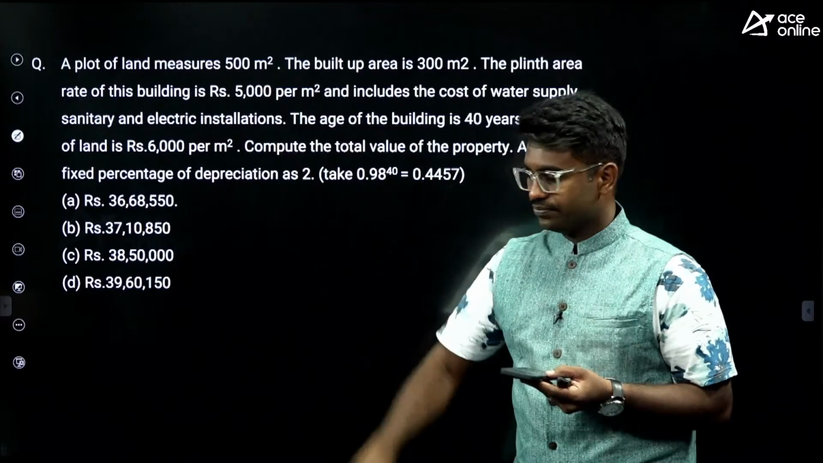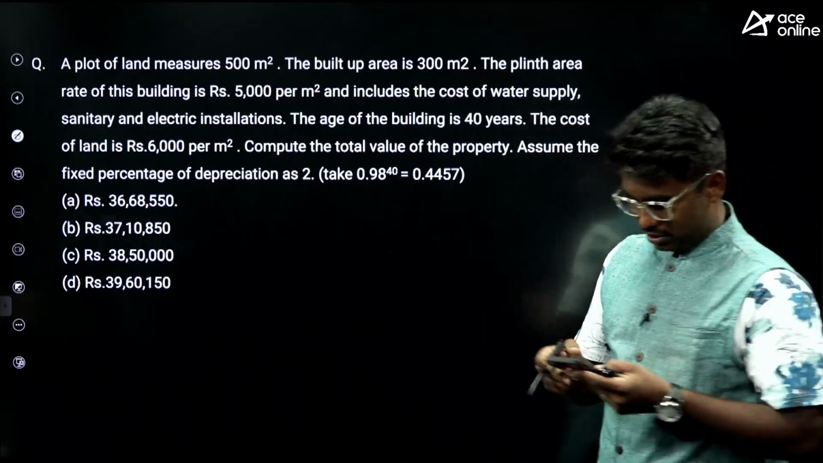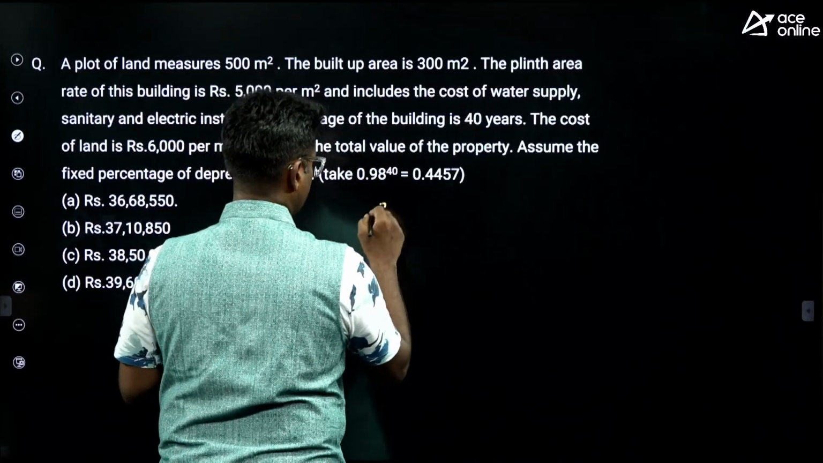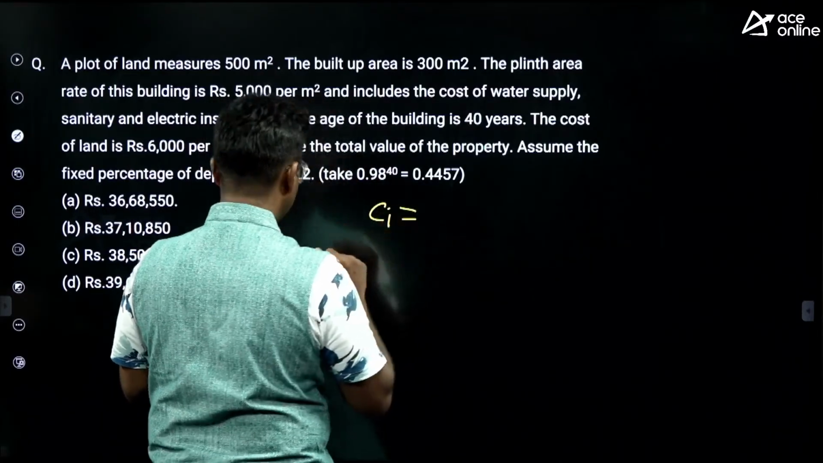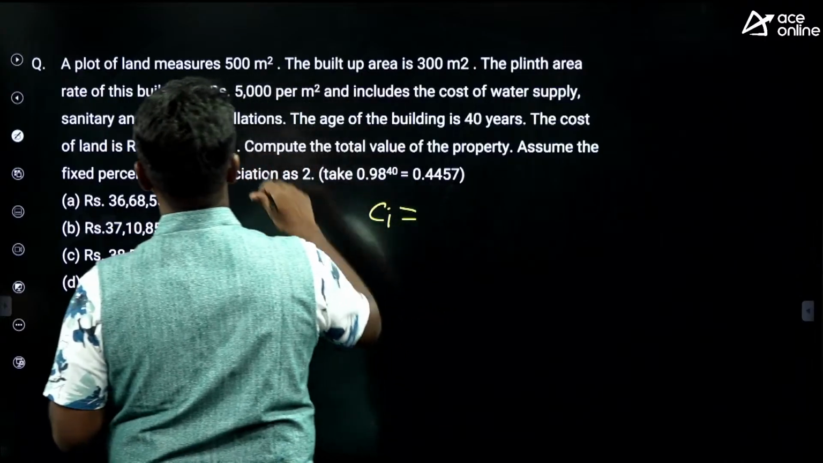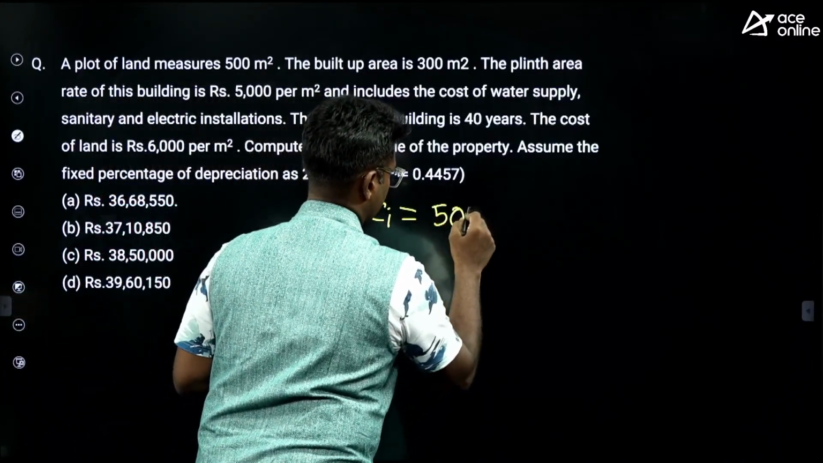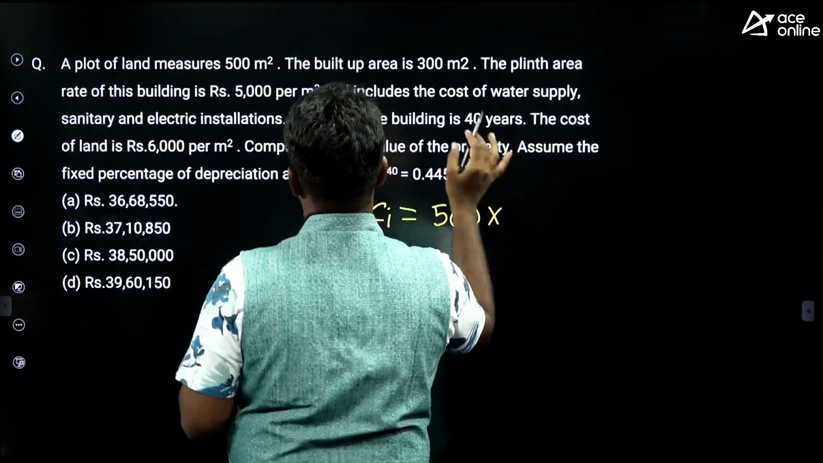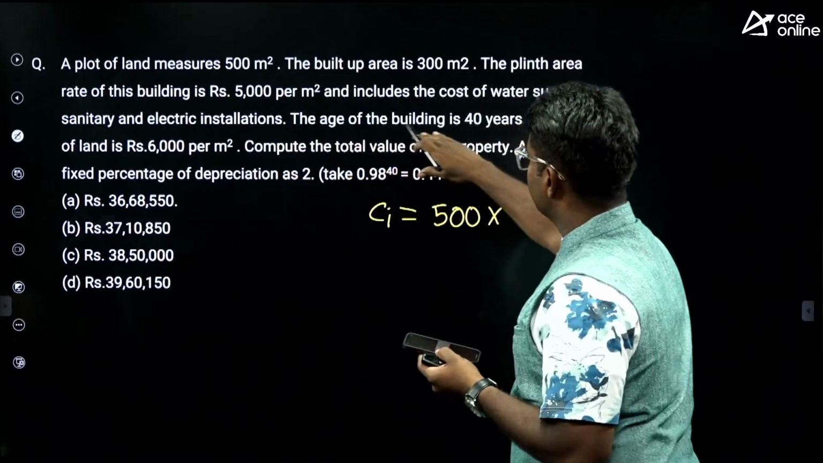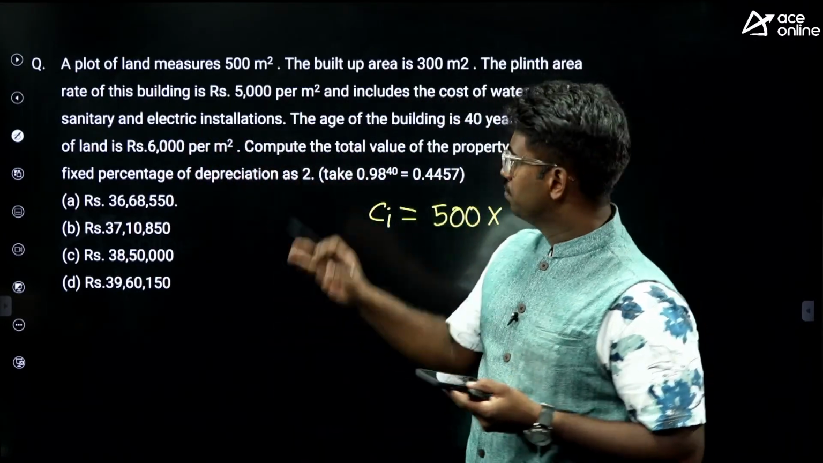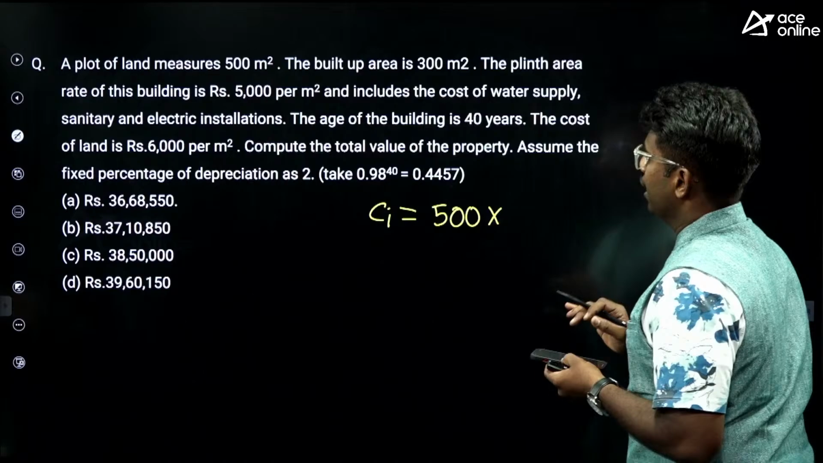Okay, let's see. Firstly, initial cost. What is the land area? Area of land is how much? 500 square meters. At that time, what was the rate? The age of the building is 40 years. The cost of the land is 6,000 per square meter.